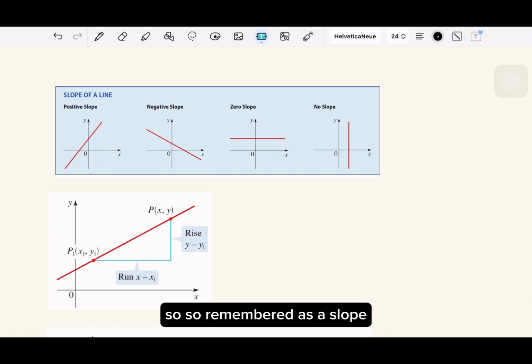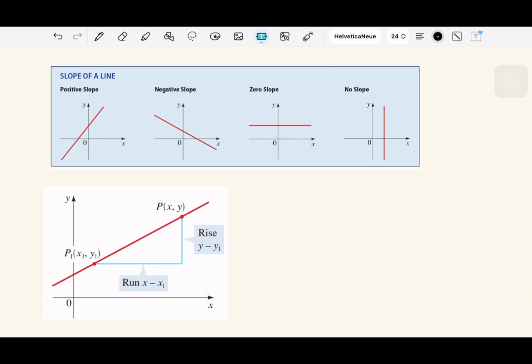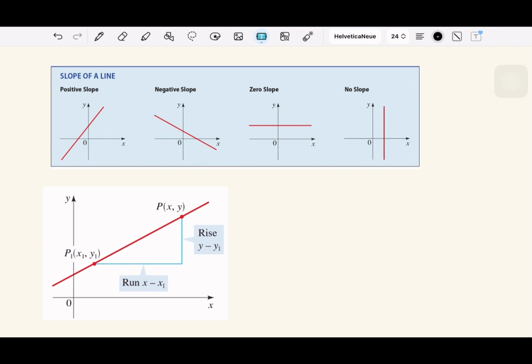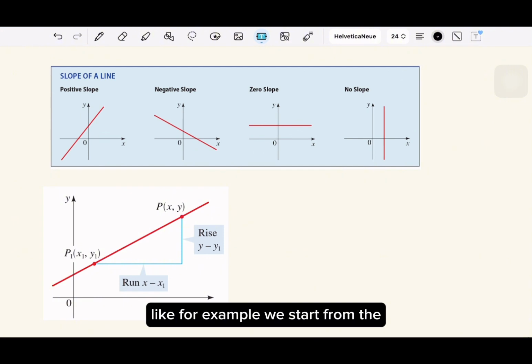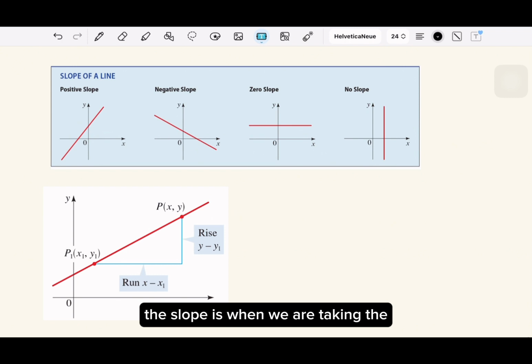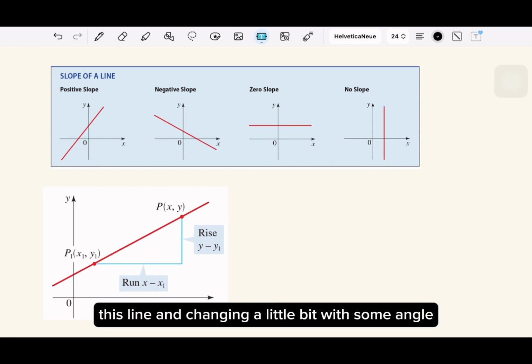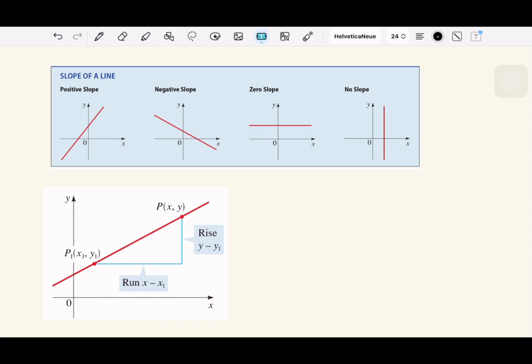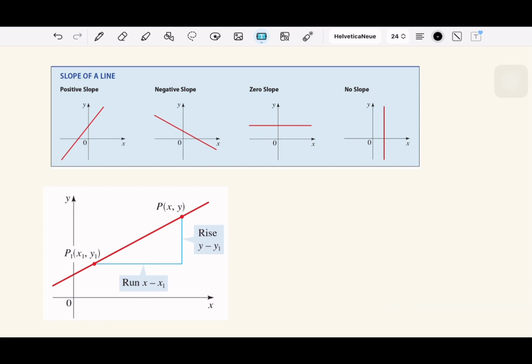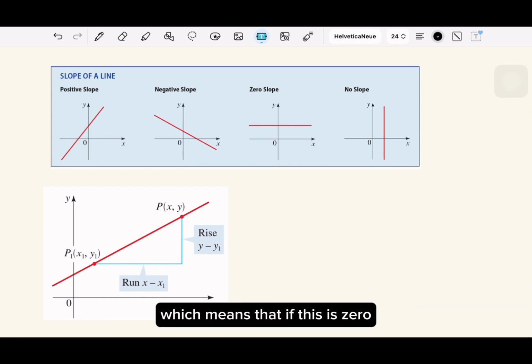Okay, so remember there's a slope. What is actually slope? You can think of slope like, for example, we start from the horizontal like this. The slope is when we take this line and change it a little bit with some angle. Then this is our slope, or we can say the slope is increasing, which means that if this is 0, then this is a positive slope.